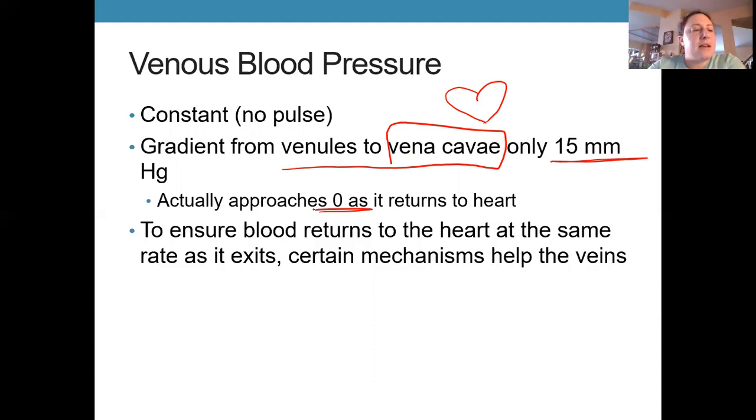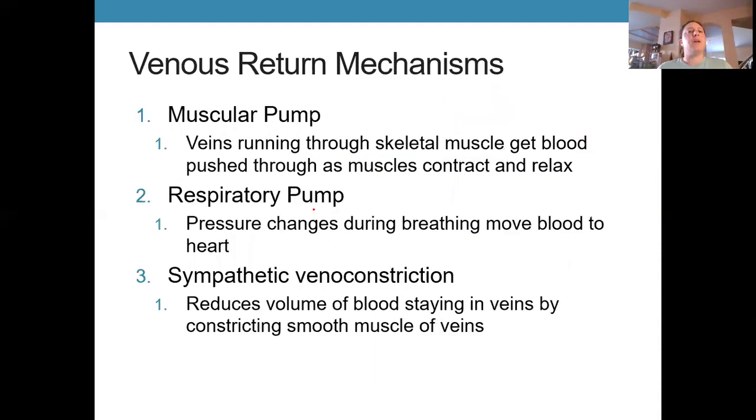So that means that it could be easy to stop that flow by altering the pressures so that you're removing that gradient. So there are additional mechanisms that the veins have to ensure blood is actually returning to the heart, not only on a constant level, but at the same rate that it's exiting. It's exiting at really high pressure, it's easy to get it out. We need to make sure that it's coming back the same way all the time. So we have venous return mechanisms which aid that pressure gradient in achieving blood flow back to the heart.